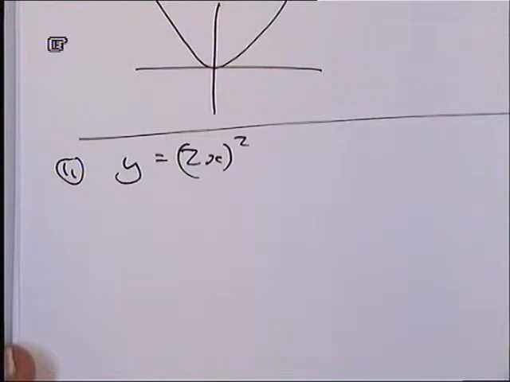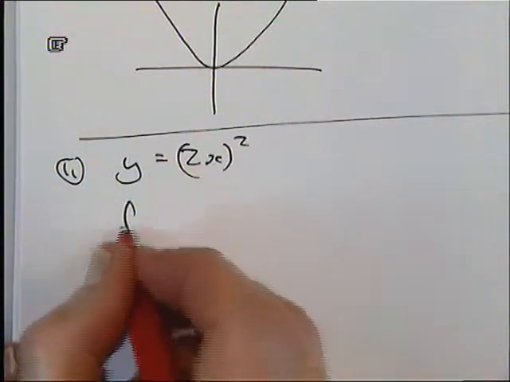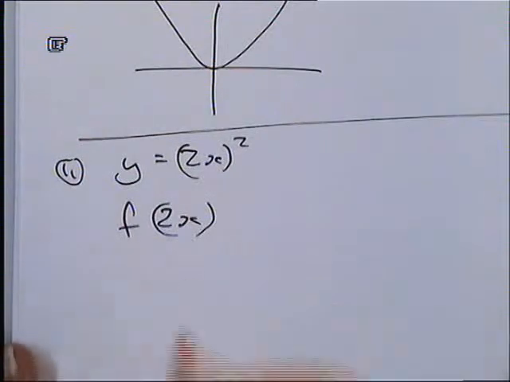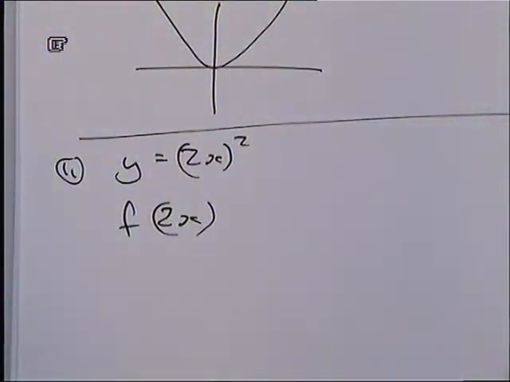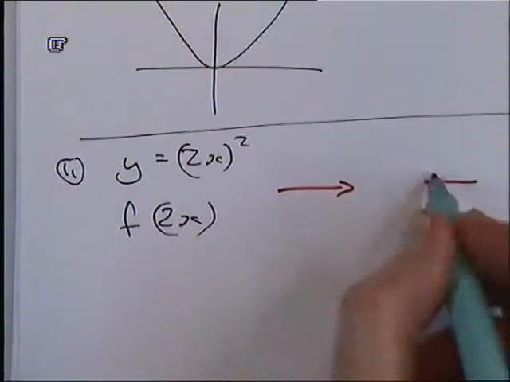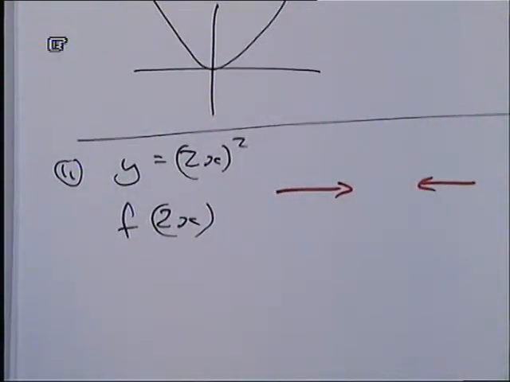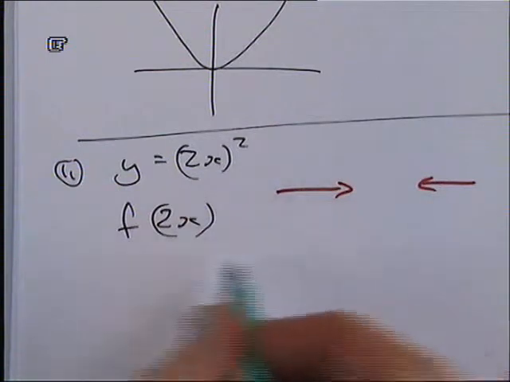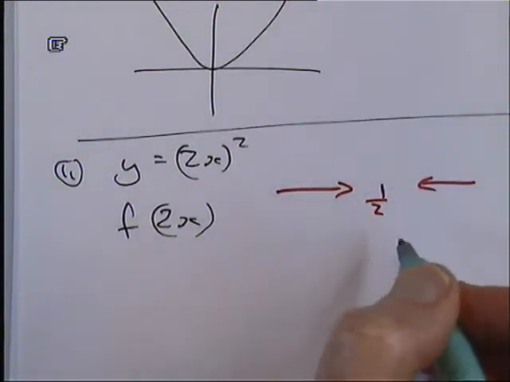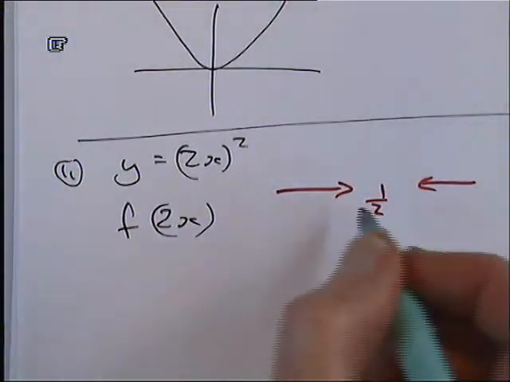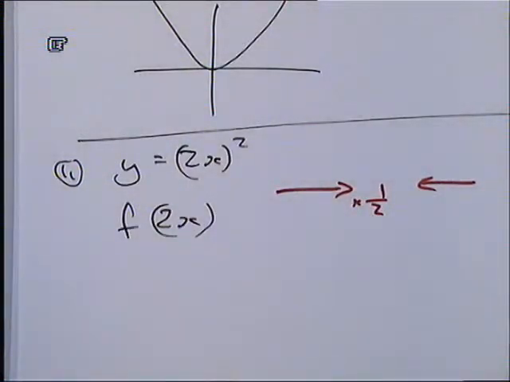This one here, I've replaced my original x with a 2x, so this is f of 2x. Anybody know what happens if I times every input by 2? Yes, you're right. One way of thinking of it is that it is pushing it in from both sides. So now everything is half the distance it was from the y-axis.